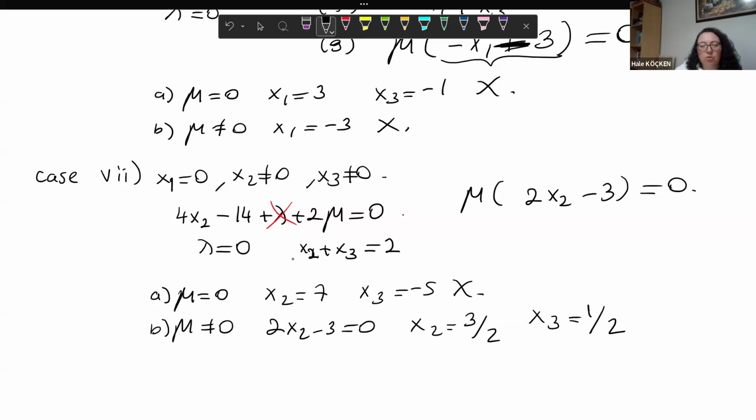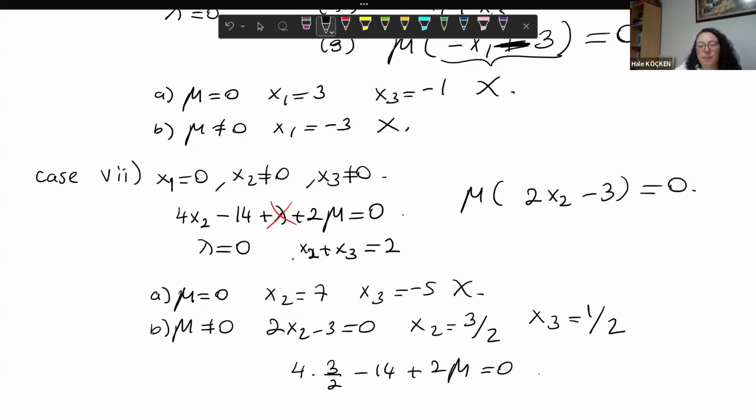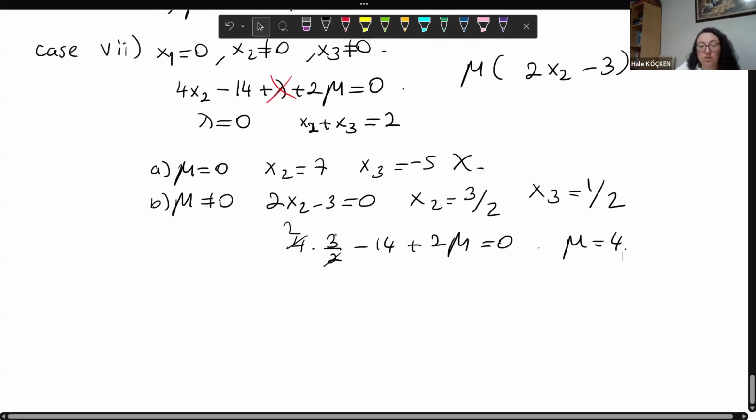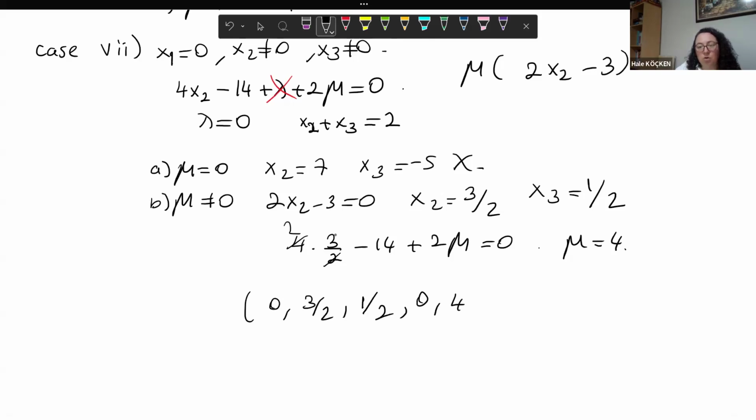Find mu. 4 times x2 minus 14 plus 2 mu is equal to 0. Then it is 6 minus 8, and mu is 4. I think I got a candidate, another candidate point. x1 is 0, x2 is 3 over 2, x3 is 1 over 2, lambda is, what is lambda? Lambda is 0, and mu is 4.